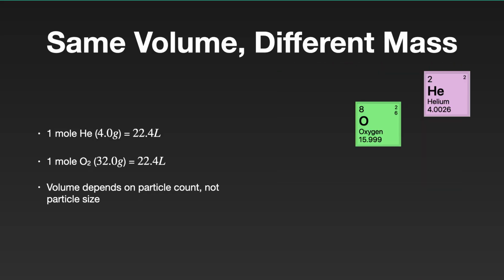This leads to an interesting realization. Even though a mole of oxygen gas is much heavier, weighing 32 grams, than a mole of helium, which is only 4 grams, they both take up the exact same volume of 22.4 liters at STP. And this is because the gas particles themselves are so tiny compared to the vast empty space between them.